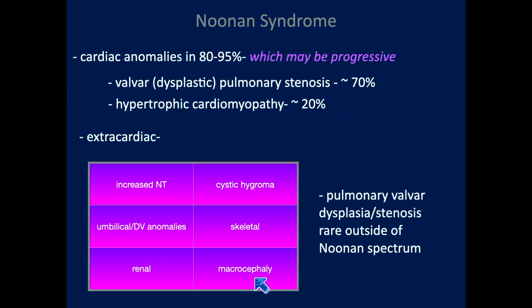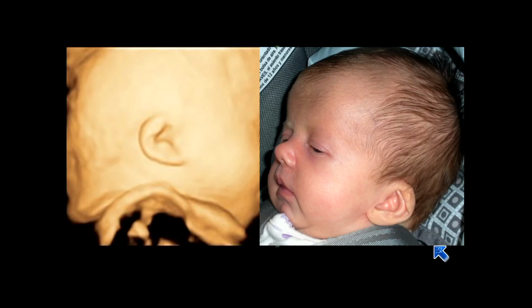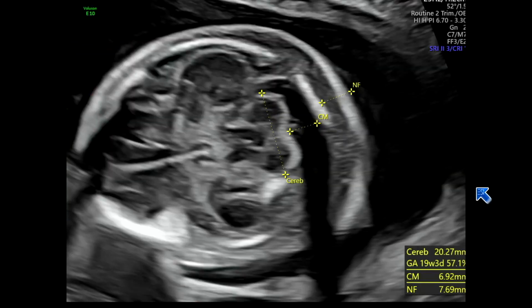Other abnormalities that cross over to other syndromes include cystic hygroma, skeletal, umbilical and ductus venosus abnormalities, which have really been addressed wonderfully in this conference, renal, and macrocephaly. Here's another patient of mine, with small, low-set ears posteriorly. You can see how large the head is. Ears look very much like her prenatal picture.